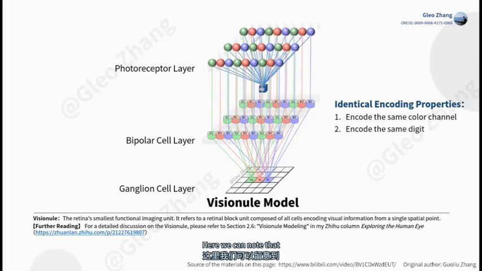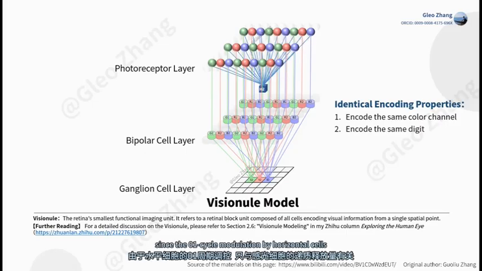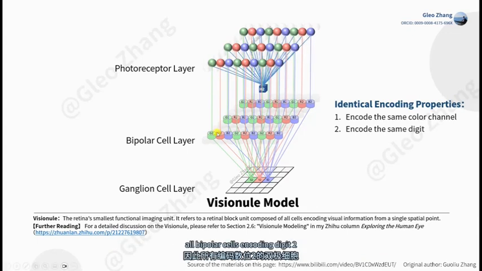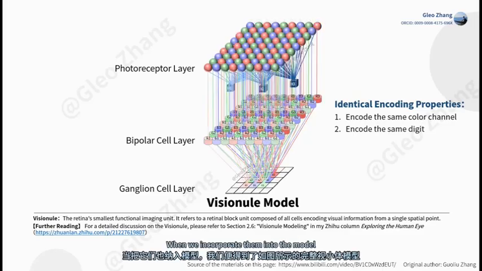Here we can note that, since the J1 cycle modulation by horizontal cells relates only to the neurotransmitter concentration of photoreceptor cells and is independent of photoreceptor cell types, all bipolar cells encoding digit 2, regardless of which color channel they belong to, can be regulated by the same H2 horizontal cell. The neural wirings encoding digit 1 and digit 3 follow the same rule as digit 2. When we incorporate them into the model, we obtain the complete vision neural model as shown in the figure.